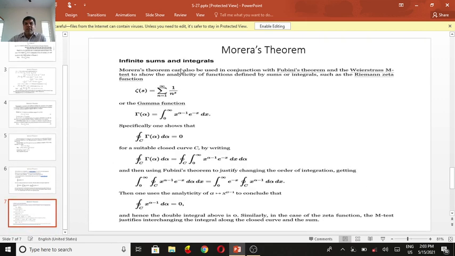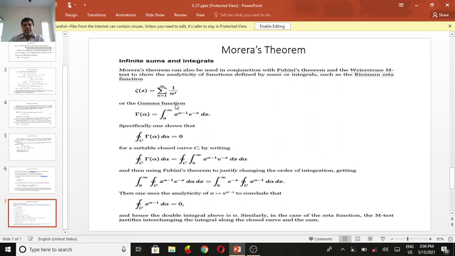Infinite sums and integrals. Morera's theorem can also be used in conjunction with Fubini's theorem and the Weierstrass M test to show the analyticity of a function defined by sums or integrals, such as the Riemann zeta function. The zeta function of z is equal to the summation over n from 1 to infinity of 1 by n raised to the power z.